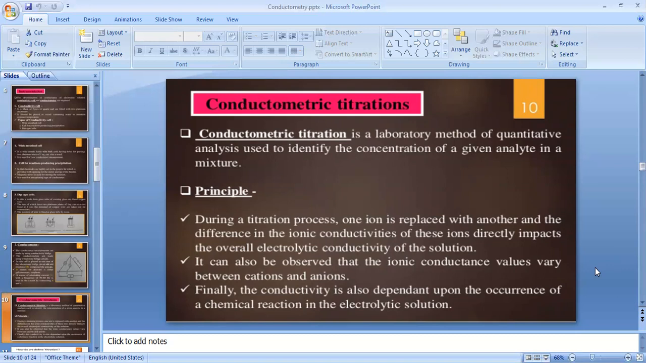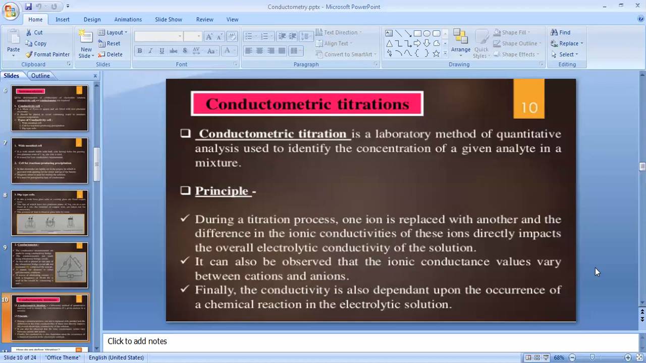Conductometric titration is a laboratory method of quantitative analysis used to identify the concentration of a given analyte in a mixture. Whatever the mixture present in an analyte, we perform the titration procedure, and with the help of the electrical current measured during the titration, we are able to find out the concentration of the analyte. So what is the principle of conductometric titration?